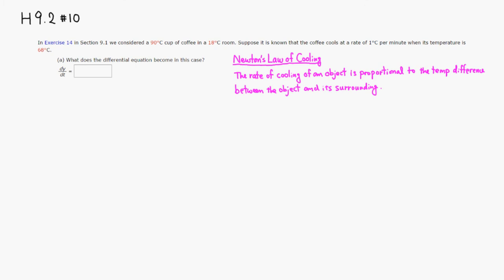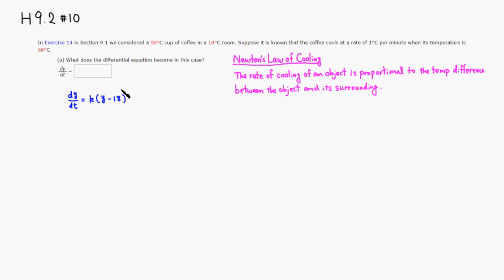If you write the differential equation, the rate of cooling is dT/dt. In this case, they are using y, so dy/dt, where y is the temperature, is proportional to the temperature difference. y is the temperature of the coffee, and the surrounding is the room temperature, which is 18, so you have y minus 18. According to Newton's law of cooling, this is the differential equation.